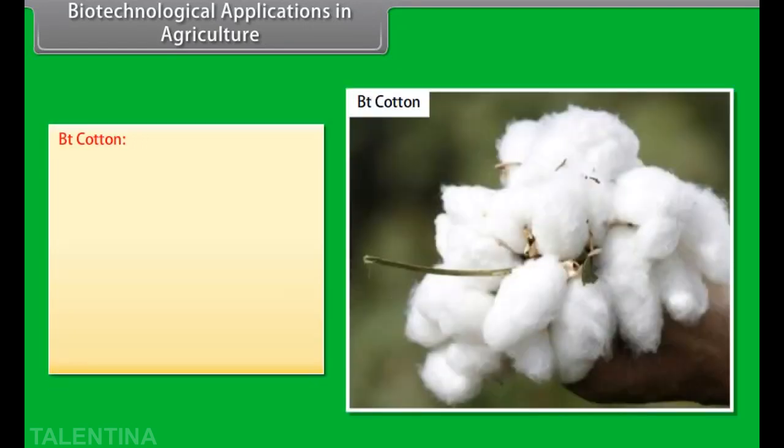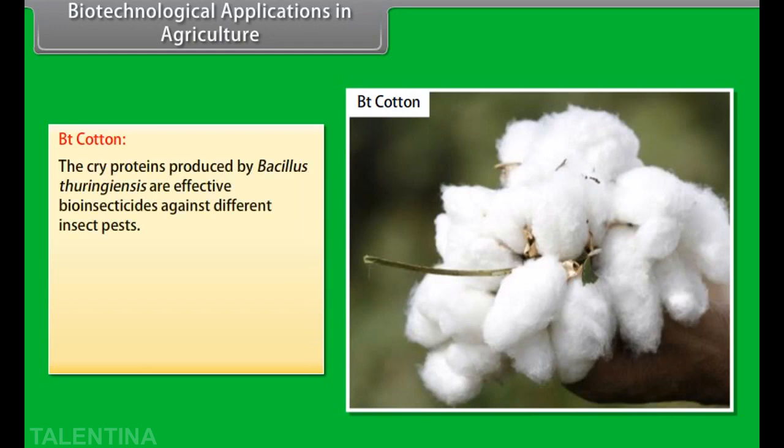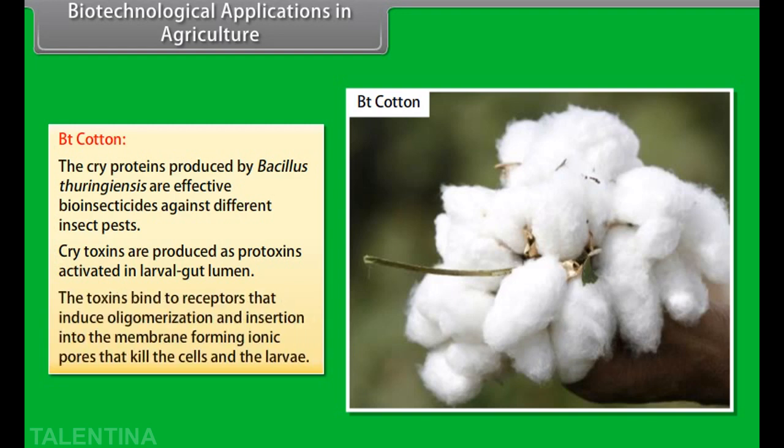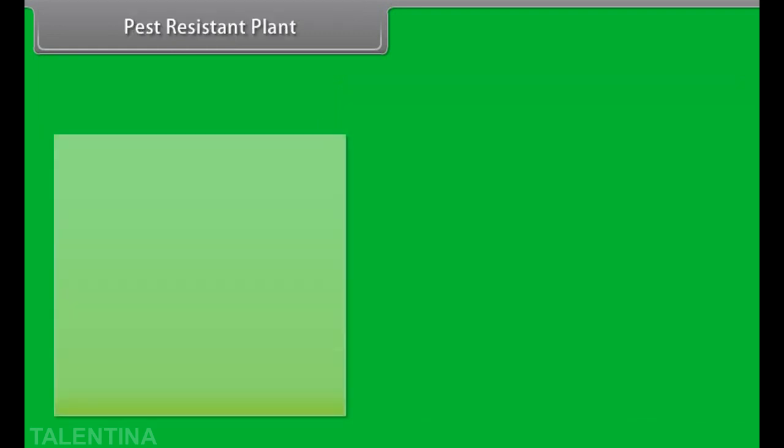Biotechnological applications in agriculture. Bt cotton. The cryoproteins produced by Bacillus thuringiensis are effective bioinsecticides against different insect pests. Cryotoxins are produced as protoxins activated in larval gut lumen. The toxins bind to receptors that induce oligomerization and insertion into the membrane, forming ionic pores that kill the cells and the larva.